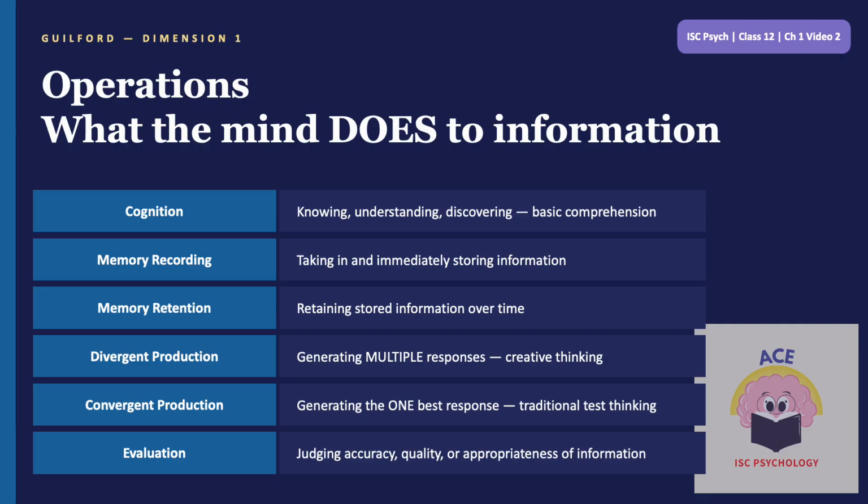Divergent production, generating multiple different responses from a single piece of information. This is basically creative thinking, the ability to produce many varied ideas, associations, or solutions. Convergent production, generating the single best or most conventional response to a problem. This is the kind of thinking that is tested in most traditional intelligence tests, finding you the correct answer. Evaluation, making judgments about the accuracy, quality, consistency, or appropriateness of information.